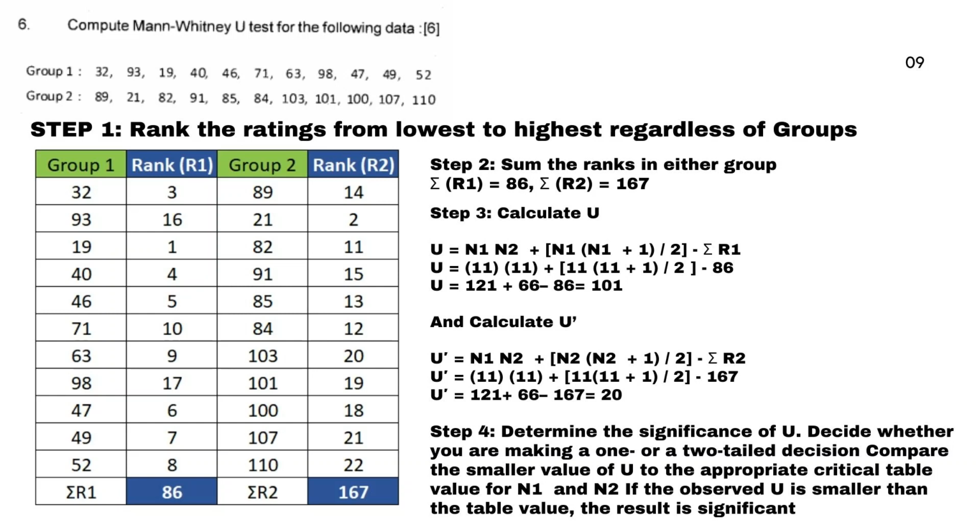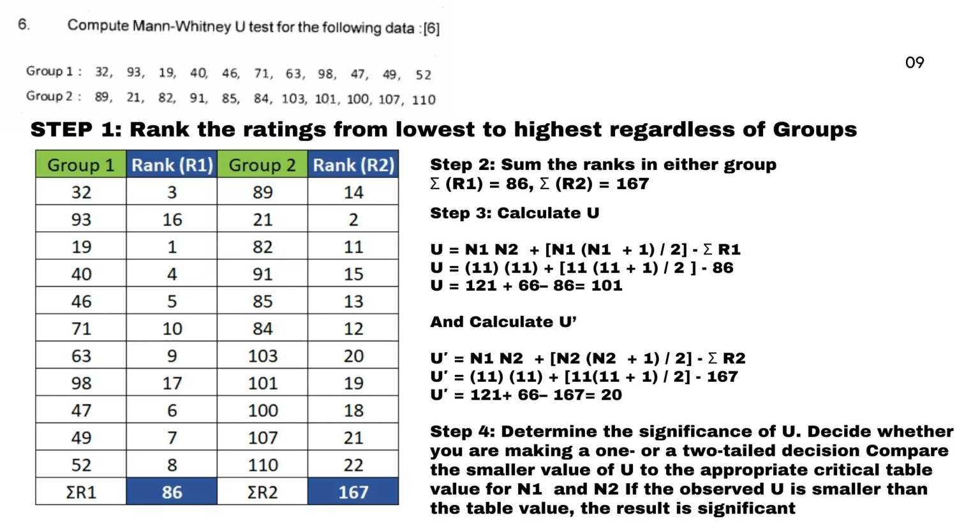Now we'll calculate U2. The formula is the same: N1 into N2 plus N2 into (N2 plus 1) divided by 2 minus sigma R2. N1 and N2 are both 11. So 11 into 11 plus 11 into (11 plus 1) divided by 2 minus our sigma R2, which is 167. When you solve it, it will come to 121 plus 66 minus 167, equal to 20. So our U1 is 101, our U2 is 20.